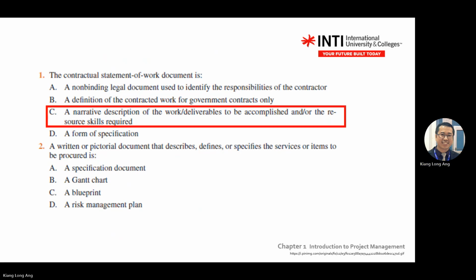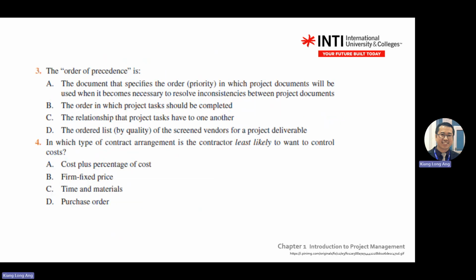So C, a written document that describes, defines, specified services or item to be procured is called what? Of course, not contract. It's a specification document. Order of precedence is what? Do you understand the precedence? No. Okay. Later, this word will become clear when you go into a few chapters.